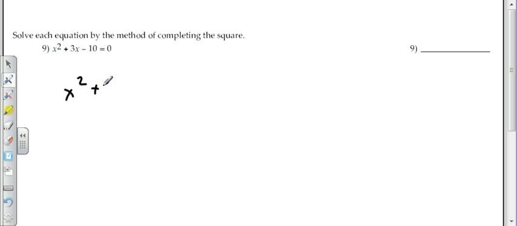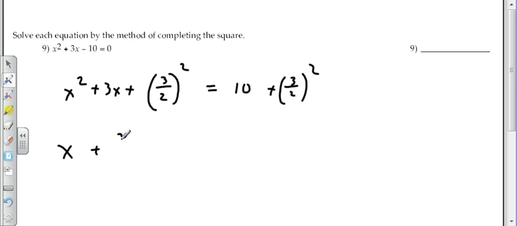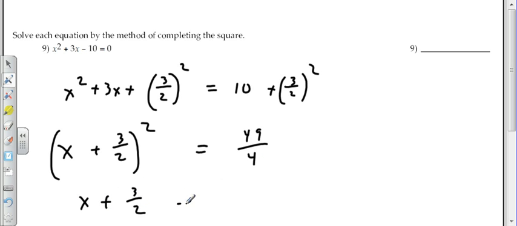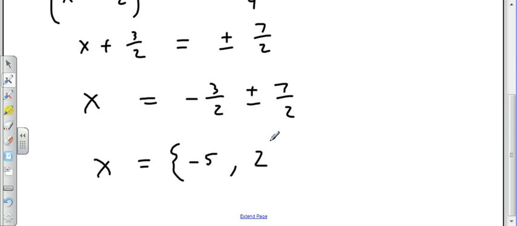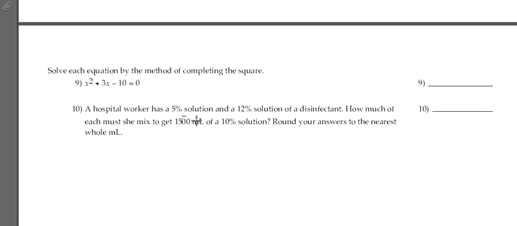So I got x squared plus 3x. Half of 3 is 3 over 2. So I got 3 over 2 squared is equal to 10 plus 3 over 2 squared. I got x plus 3 over 2 quantity squared is equal to 49 over 4. I got x plus 3 over 2 is equal to plus or minus 7 over 2. I got x is equal to minus 3 over 2 plus or minus 7 over 2. So x could be as negative as 10 over 2, which is minus 5, or as positive as 4 over 2, which would be a 2. But like I said, what I would have done is put it in my calculator and come up with that answer, and written it down and ignored the fact that it did something else.